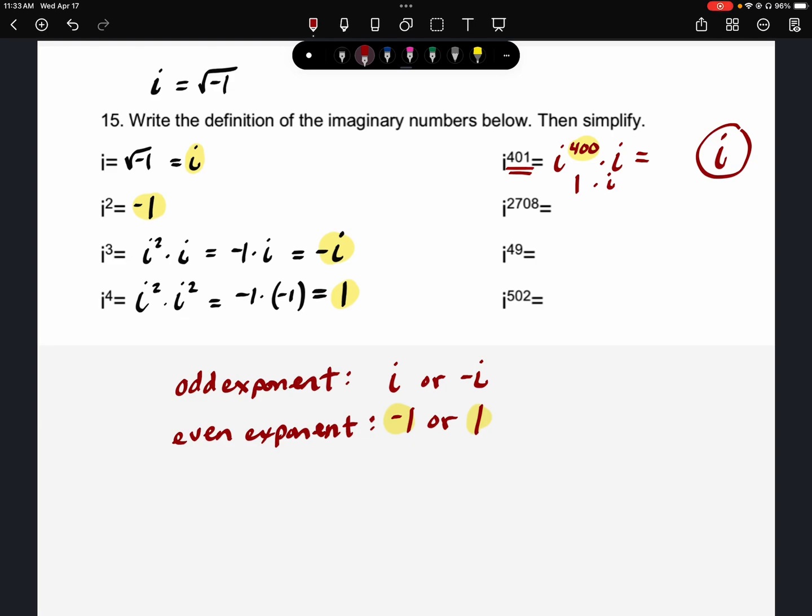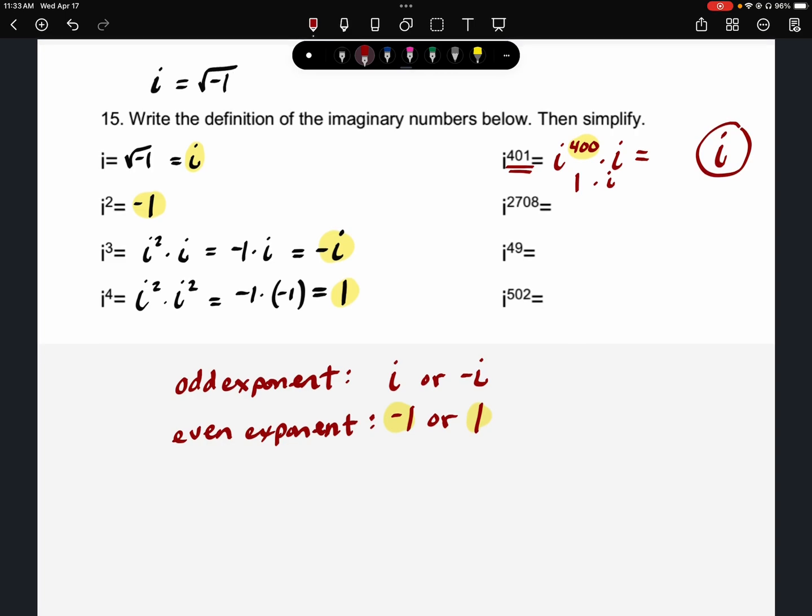All right, the second one, i to the 2708th power. So right now, I know my answer should be 1 or -1. Let's take it here and see, is 2708 divisible by 4? And you can just do that on your calculator if you want. Let's see here, 2708. If you want to divide it by 4, 4 goes into 27, what, 6 times? 6 times 4 is 24, minus is 3.